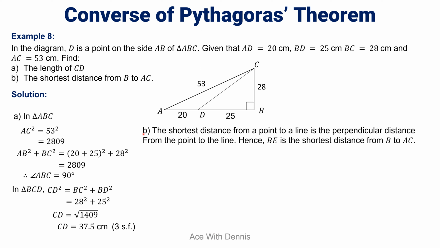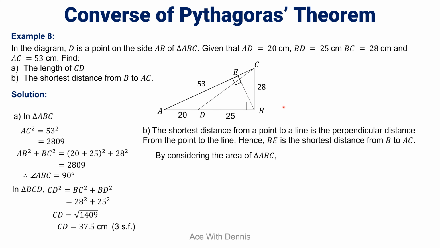Okay, now for B, the shortest distance from a point to a line is the perpendicular distance from the point to the line. So hence, let's label this length, right? It is perpendicular to AC. I will label this point as point E. So from here, BE, this length, will be the shortest distance from B to AC.